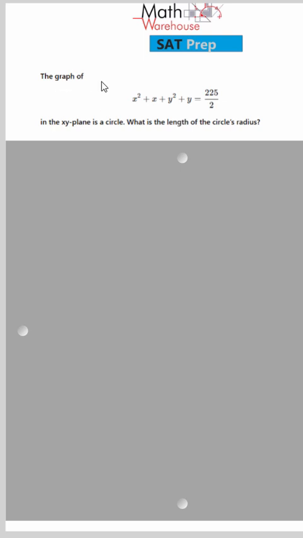Here's the question. The graph of x squared plus y squared plus y equals 225 over 2 in the xy plane is a circle. What is the length of the circle's radius?